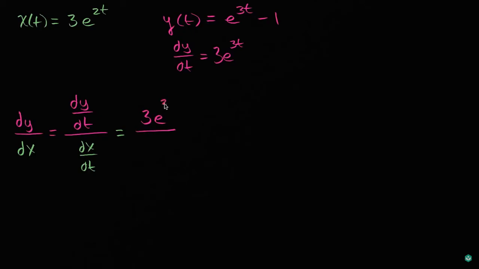e to the 3t, all of that over, well, what's the derivative of x with respect to t? The derivative of x with respect to t is equal to, well, we're going to have the 3 out front, and so the derivative of e to the 2t with respect to 2t is going to be e to the 2t, and then we're going to take the derivative of 2t with respect to t, which is just 2, so this is going to be 6e to the 2t.